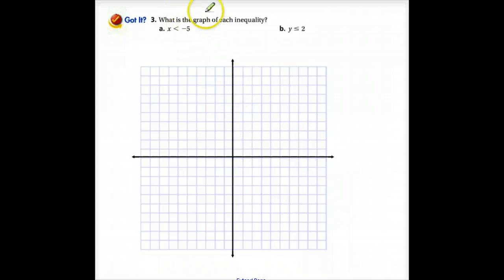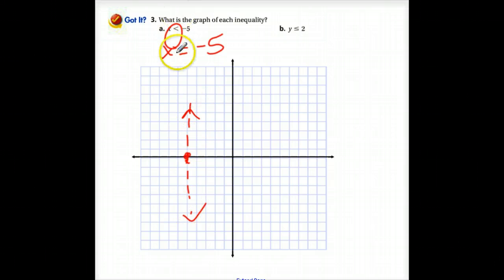All right, so I'll just show you one more. X is less than negative 5. Well, I'm going to look at it as x equals negative 5. That line, if I go to negative 5, is at negative 5, and it's going to be a dashed line because it's a less than symbol. Now I need to know where to shade, so I'm going to put 0 in for x. 0 is less than negative 5? Well, 0 is actually greater than negative 5, so this tells me 0, 0 does not work in this inequality. I therefore need to shade everything to the left of my line.